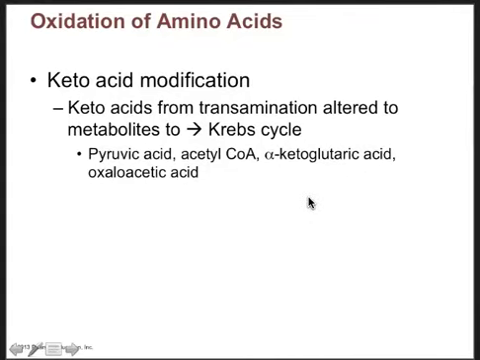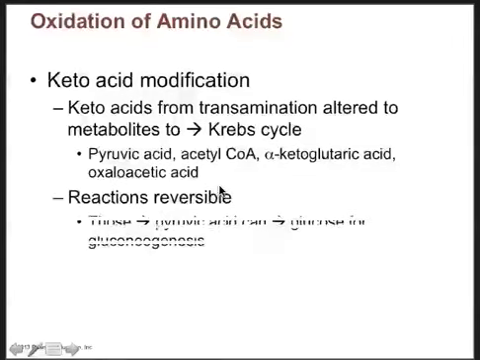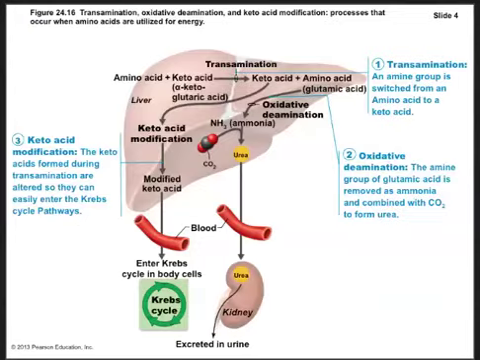Okay, acetyl-CoA feeds directly into the Krebs cycle. Alpha-ketoglutarate is a Krebs cycle intermediate itself, as is oxaloacetate. These reactions are reversible. Pyruvic acid can be converted into glucose in gluconeogenesis. Pyruvic acid can also be converted into alanine and used to synthesize protein. So we can go back and forth. And where a lot of these reactions occur is in the liver.